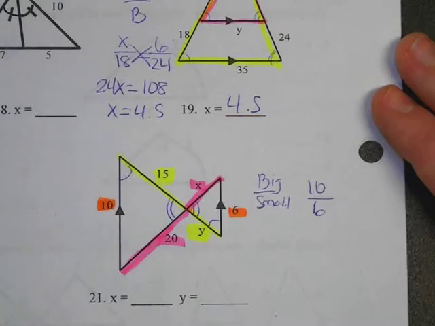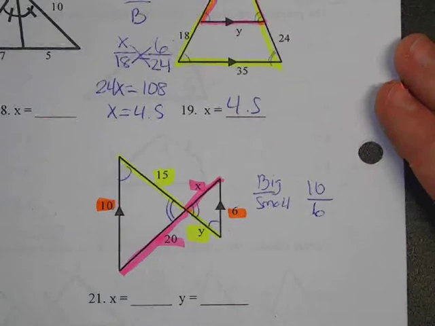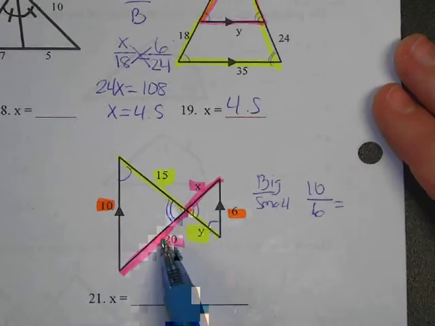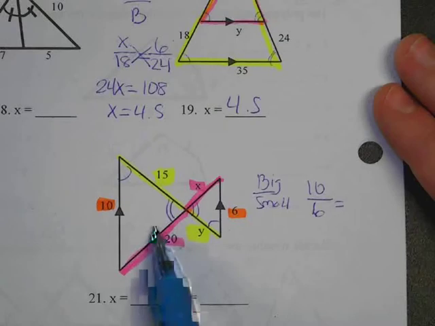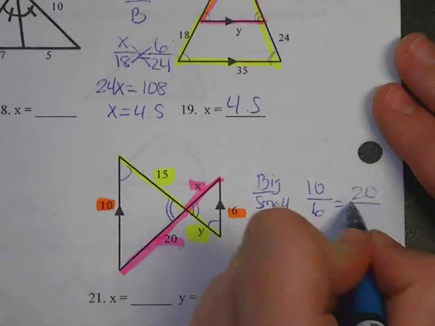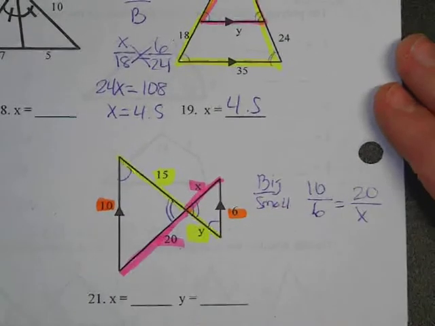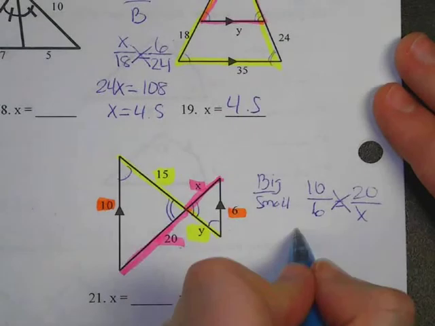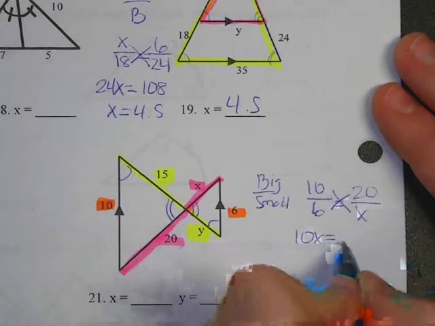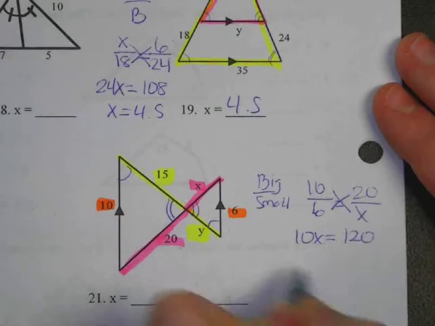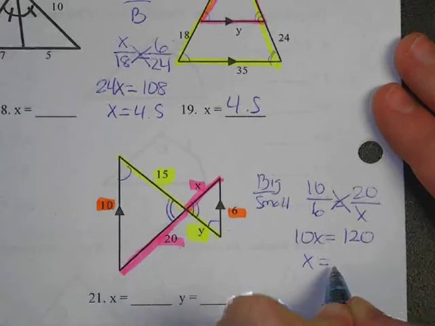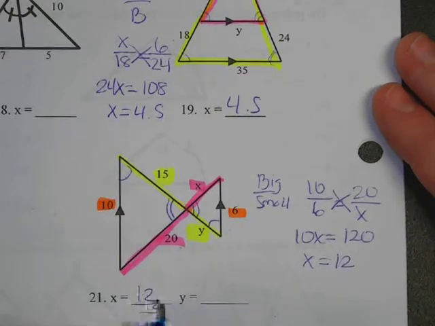Since we want to find x and y, let's just find x first. So the x ratio is x and 20. The big number, though, coming from the big triangle is 20. So 20 goes on top and x goes on bottom. Then I'm going to cross multiply. 10x equals 6 times 20 is 120. When you divide that by 10, you get x equals 12.